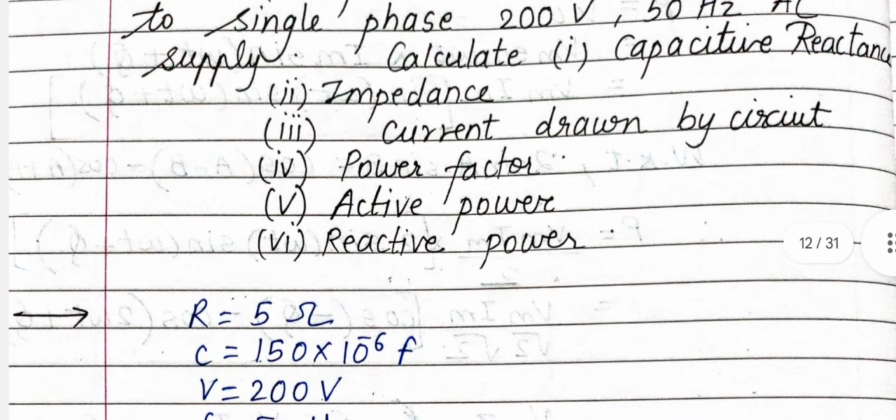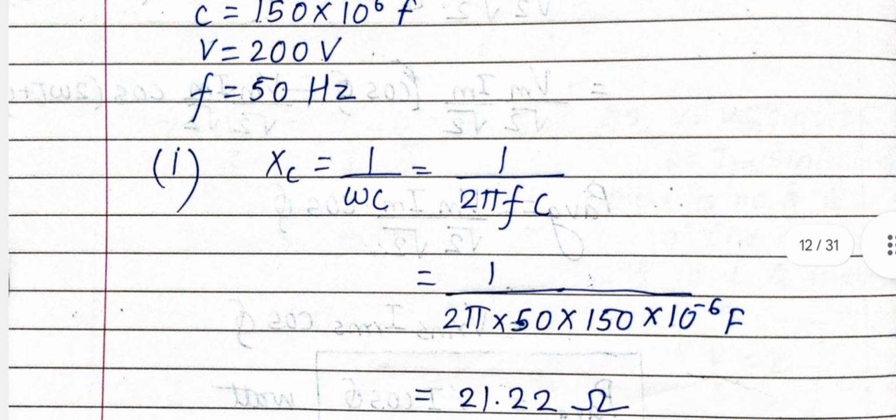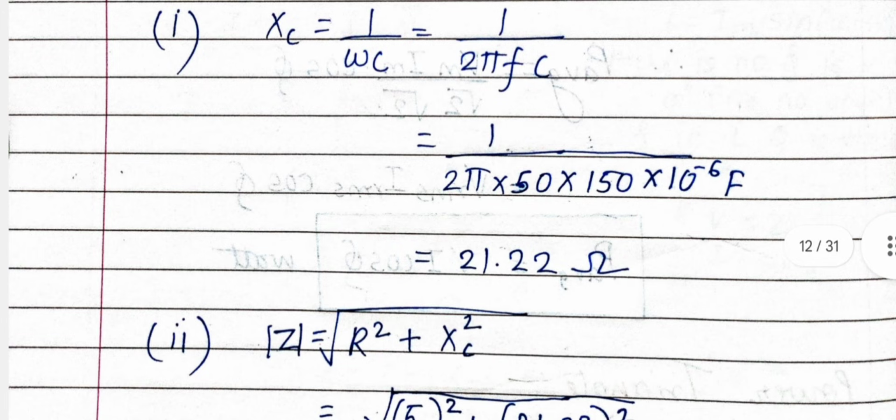Now what is the first one? Capacitive reactance, that is Xc. What is the formula for Xc? 1 upon omega C. Okay, simple basic formulas you have to remember. And what is omega? 2 pi f. Just write 1 upon 2 pi fC, and by substituting you will get 2 pi into 50 into C, which is 150 into 10 raised to minus 6 farad, and you will get Xc as 21.22 ohms.